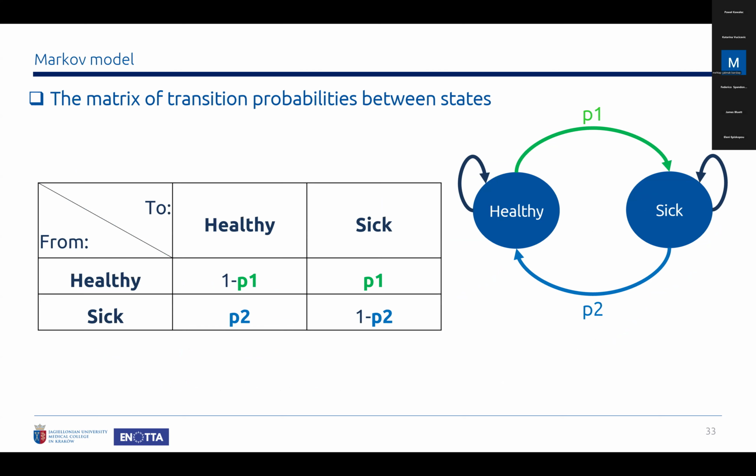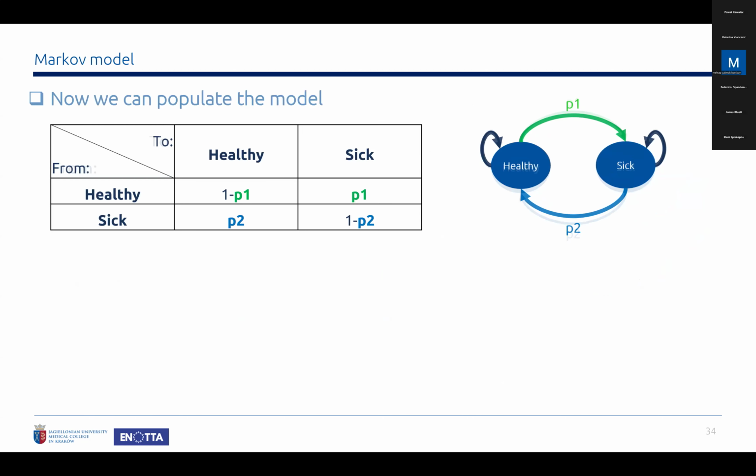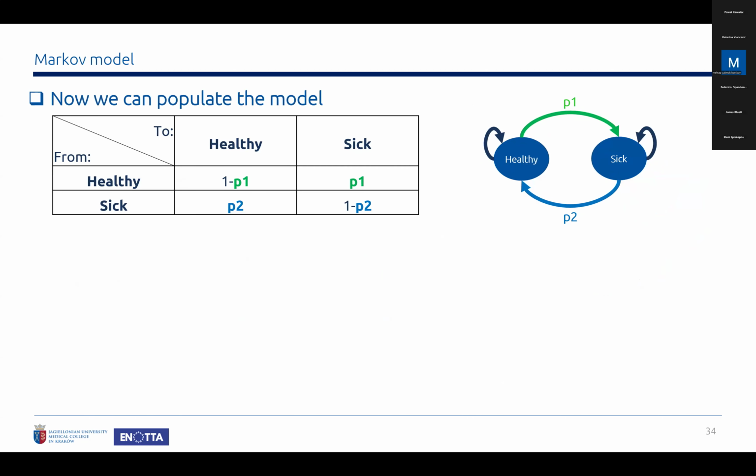To run a Markov model, we often use a matrix of transition probabilities, where each cell represents the probability of moving from one state to another. Each row, of course, sums up to 100%. So this is a very good feature. And with a matrix of transition probabilities, we can populate the full model.